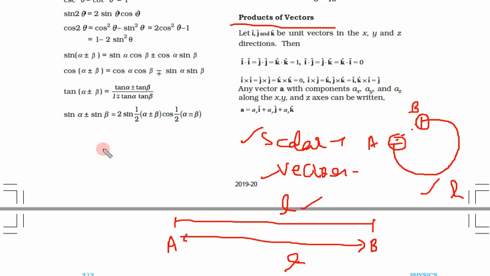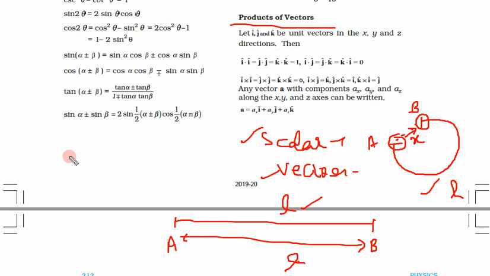So what is a scalar? Scalar has only magnitude. But what is a vector quantity? Vector quantity has magnitude plus direction. So what is the magnitude? Let us say the distance between these points is small x. But small x in which direction? Direction of AB. So this is a vector quantity.